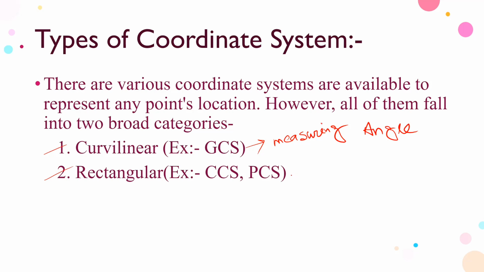But in the rectangular coordinate system, we measure distance for locating a point. The example of curvilinear is the geographic coordinate system, and the examples of rectangular coordinate system are the Cartesian coordinate system and the projected coordinate system. Now, if we describe these examples, then you can easily understand what a curvilinear coordinate system is and how it works, and what a rectangular coordinate system is and how it works.